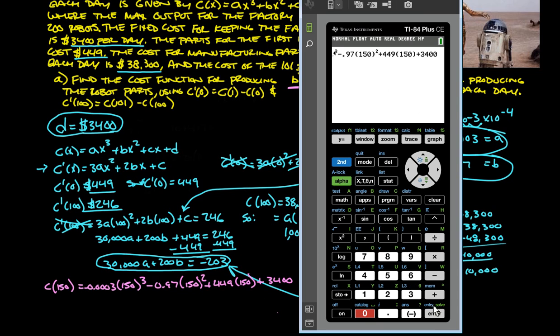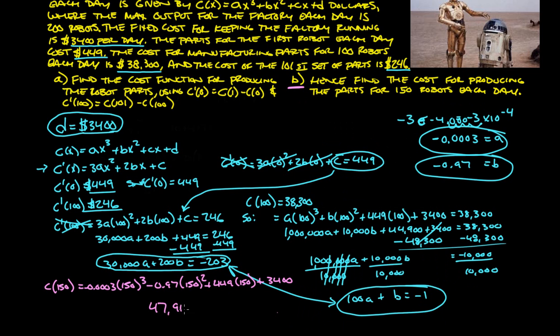So I put that all into the calculator here. We push enter and cross our fingers that we hopefully get the right answer here. And we do: 47,912.50. So it's going to cost $47,912.50 to produce the parts for 150 robots in a day. All right? Okay. That was one example.